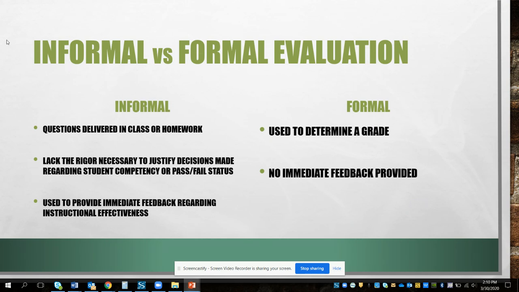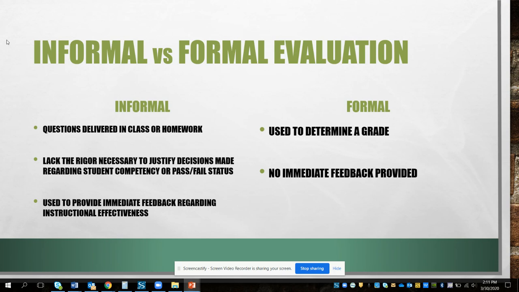So informal evaluation is going to be questions delivered in class or homework. So asking questions just to get a response, or maybe they're rhetorical questions for you to provide the answer to. Homework questions, something where they don't necessarily have to know the answer. They're looking up the answer. This lacks the rigor necessary to justify decisions made regarding student competency or pass-fail status. That means from one pop quiz in class or one homework assignment, no matter the student's outcome on that, that's not going to be enough to get them thrown out of a program.